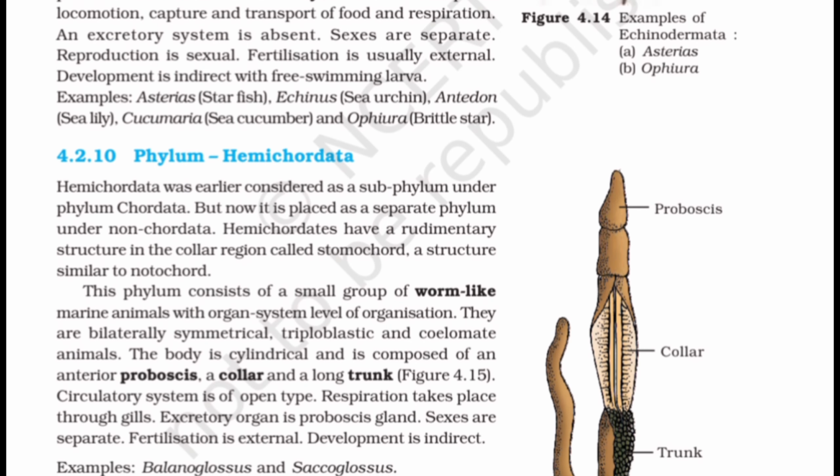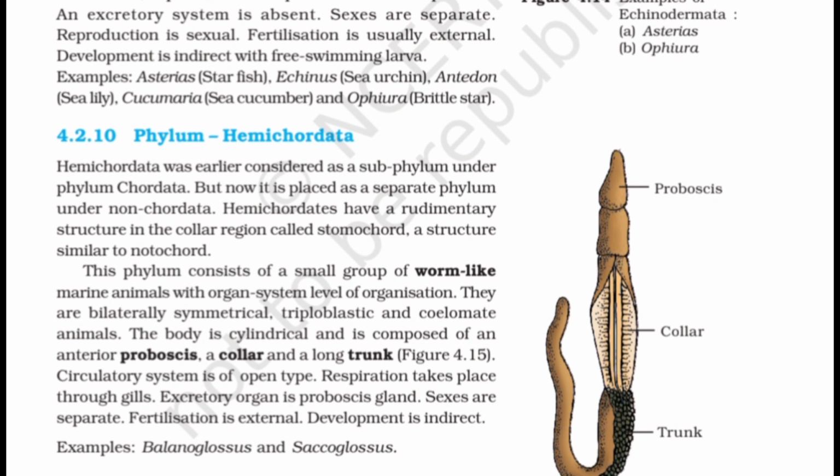The next phylum is Hemichordata. Hemichordata was earlier considered as a subphylum under phylum Chordata, but now it is placed as a separate phylum under non-chordata. Hemichordates have a rudimentary structure in the collar region called stomochord, a structure similar to notochord. This phylum consists of a small group of worm-like marine animals with organ system level of organization.